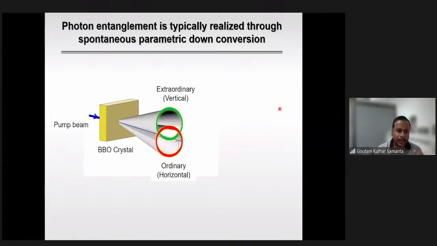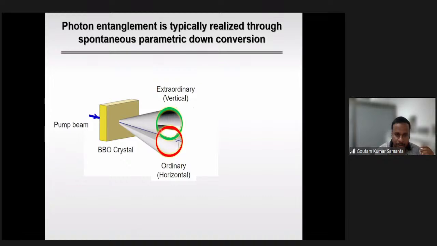Let's say you have a BBO nonlinear crystal, where the pump is passing through the crystal, creating a type 2 process where the generated photons are orthogonal in polarization states. Vertically polarized light is depicted by the green, and the photons are distributed over the ring. Horizontal polarization is the ordinary polarization, identified by this red curve. Due to momentum matching or energy conservation, if I find a photon from here, I can always find a photon on the other side.